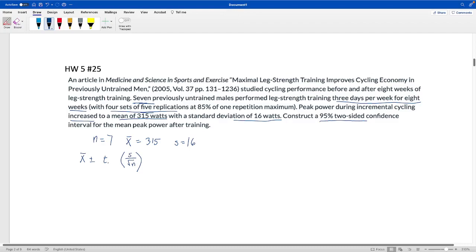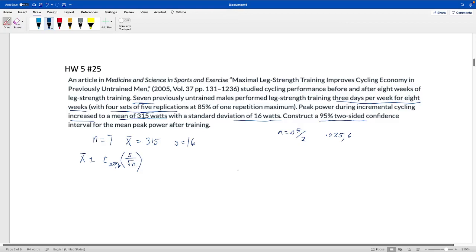So what do we want? We want a 95%, so we want two-sided, so that's alpha is 5%, but since it's two-sided, we divide it by 2, so we're looking at a 0.025 for our alpha, and our degrees of freedom, since we've got 7, our degrees of freedom are going to be 6, so that's what we're going to have to look up. 0.025, degrees of freedom are 6. And we've got everything else in here.